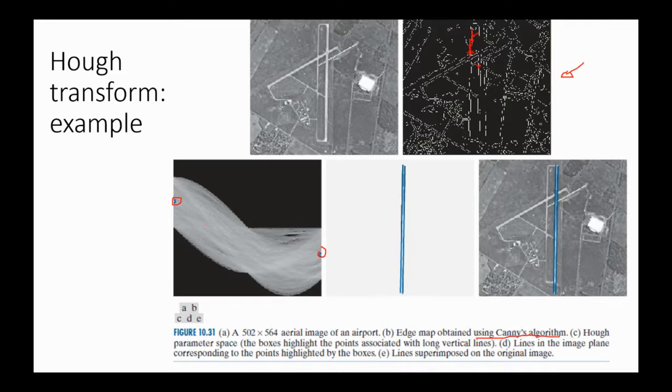Which are basically what? These 2 points have a single parameter theta and a single parameter rho. There are parameters for 2 edges, 2 straight lines. So I basically reconstruct the straight lines given these parameters that the algorithm found by voting, and then superimpose them on the image, and I know exactly where the airport is.